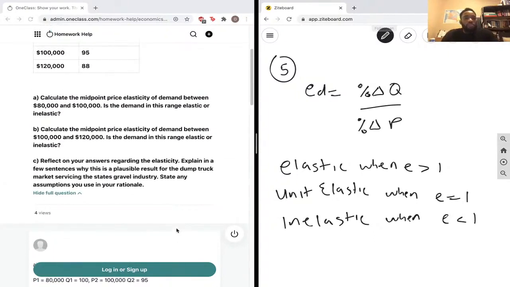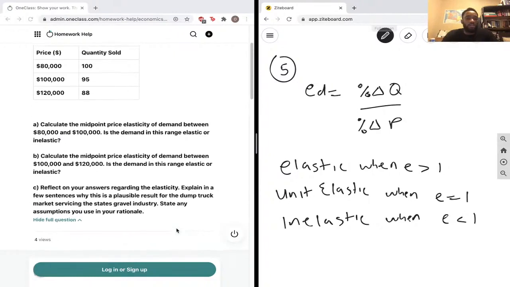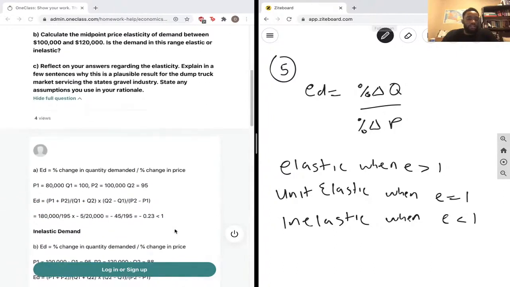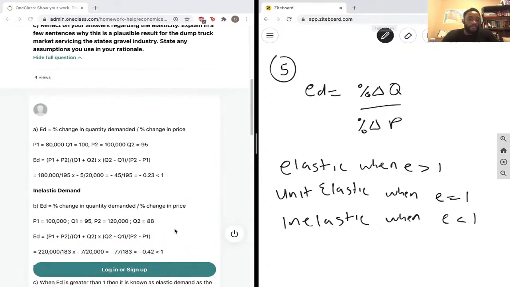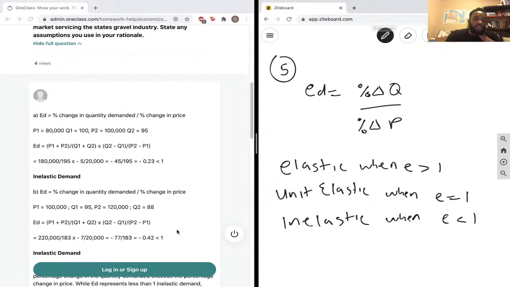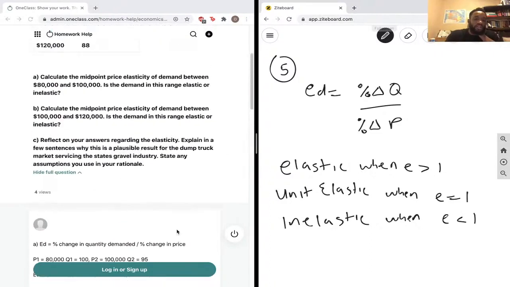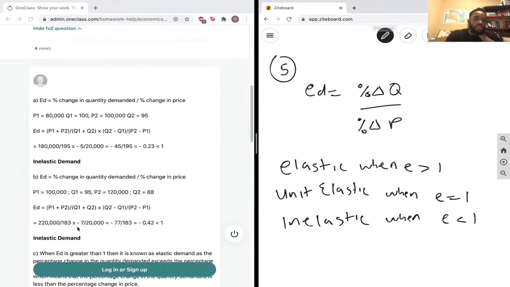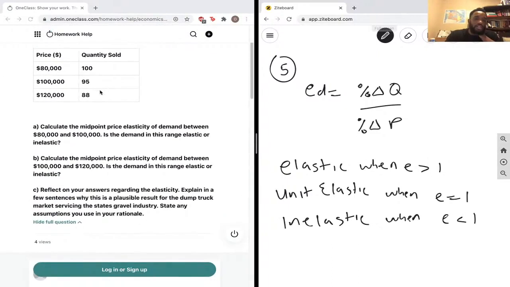Part B says calculate the midpoint price elasticity of demand between 100,000 and 120,000. Is demand in this range elastic or inelastic? Let's look at that as well. So we have (P1 plus P2) over (Q1 plus Q2) multiplied by (Q2 minus Q1) over (P2 minus P1). P1 plus P2 is 220,000, that's 100 plus 120, over 183, which is 95 plus 88.